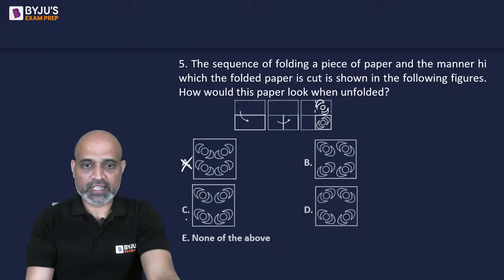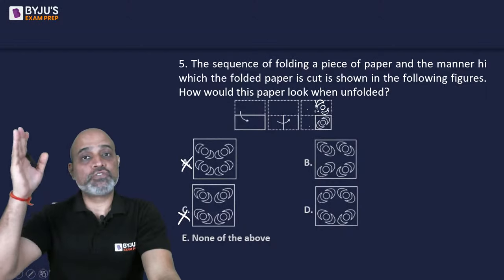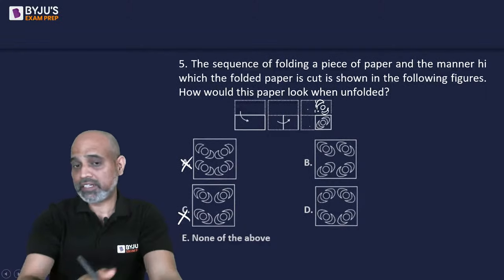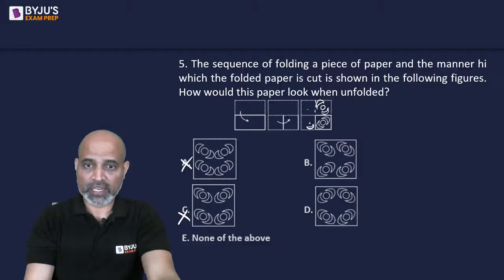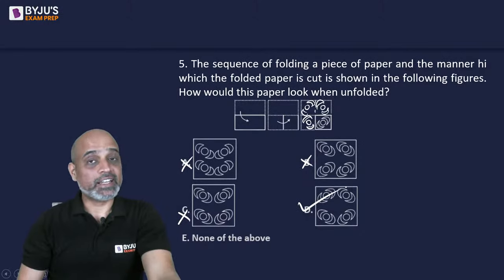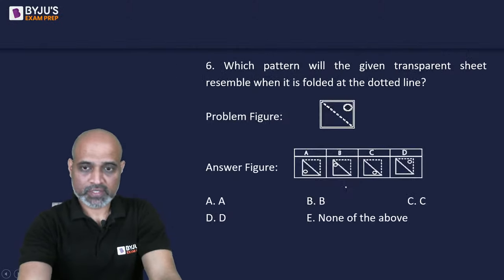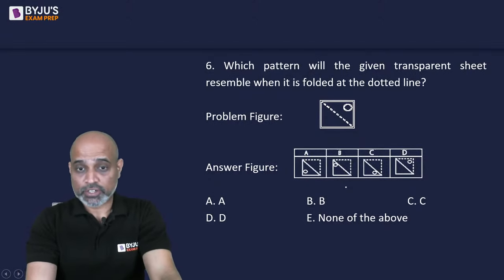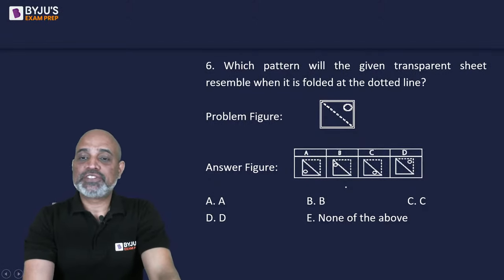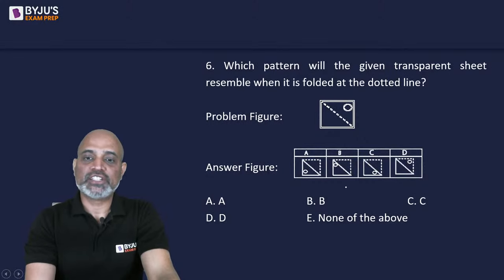A is not like that. C is not like that. Okay, next, you're going to have mirror images of the right hand side column on the left hand side. So you are going to have a symbol like this. That is not there in B. और फिर इसका अगर mirror image करोगे तो ये mirror image बनेगा, which exists only in D. Right? Chalo. Yes, you guys are correct. Good. Which pattern will give the transparent sheet resemble when it is folded at the dotted line?